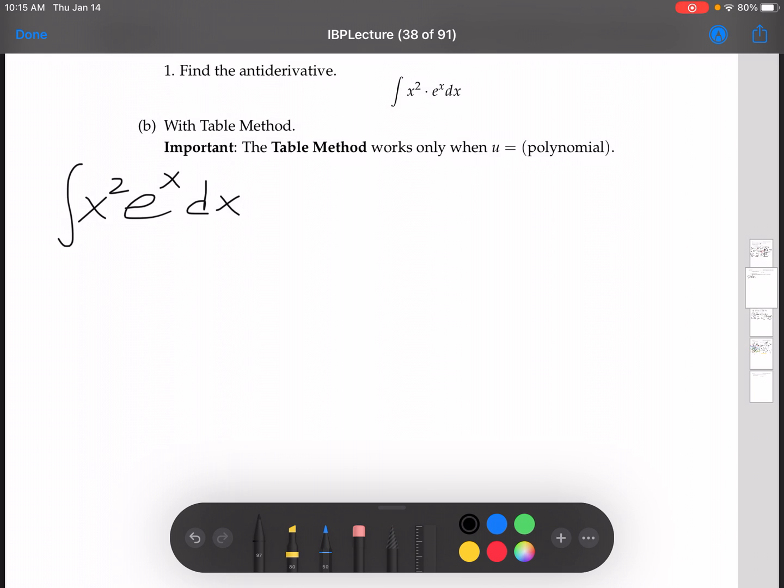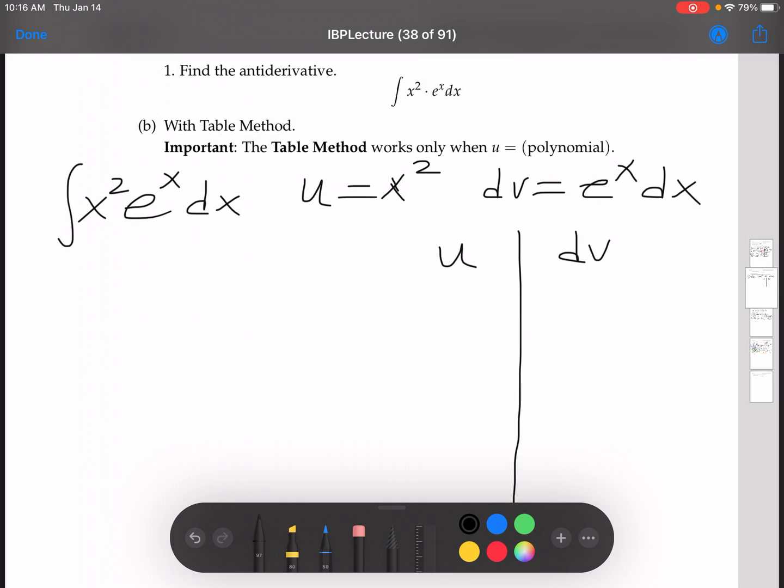And we still need to figure out our u and our dv. So u is x squared, dv is e to the x dx. And now let's make the table. So we've got u, and I guess maybe I'll put it over here, u and dv. All right, for u, we put in x squared.